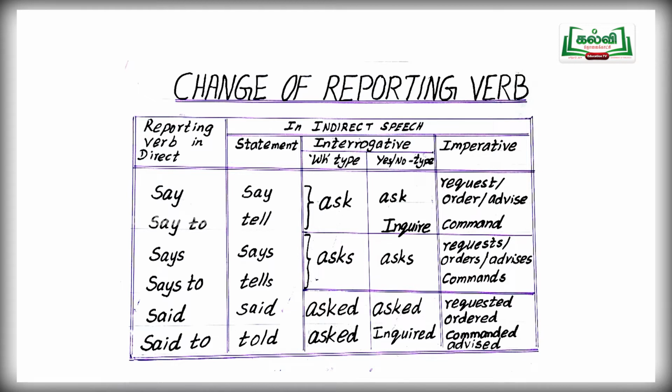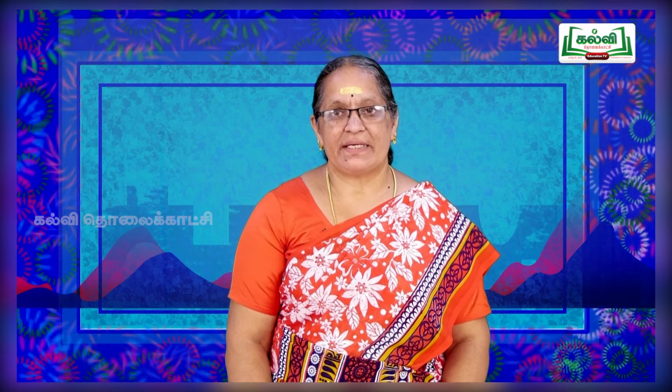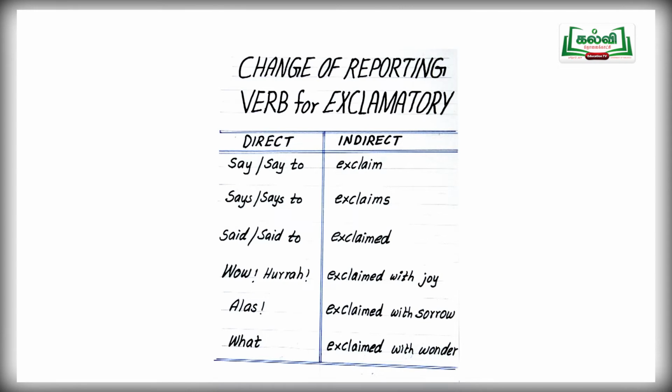Then we come to the imperative. In the imperative, say and say to become request, order, advise. Says and says to become requests, orders, commands. Said and said to become requested, ordered, commanded, advised. Change of reporting verb for the exclamatory sentence: say or say to becomes exclaim. Says and says to become exclaims. Said and said to become exclaimed.